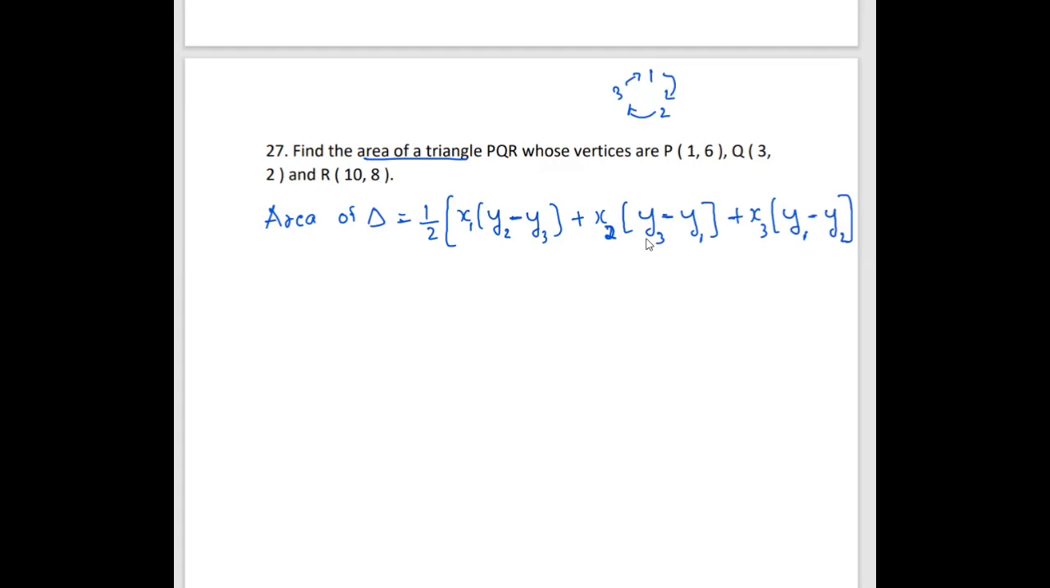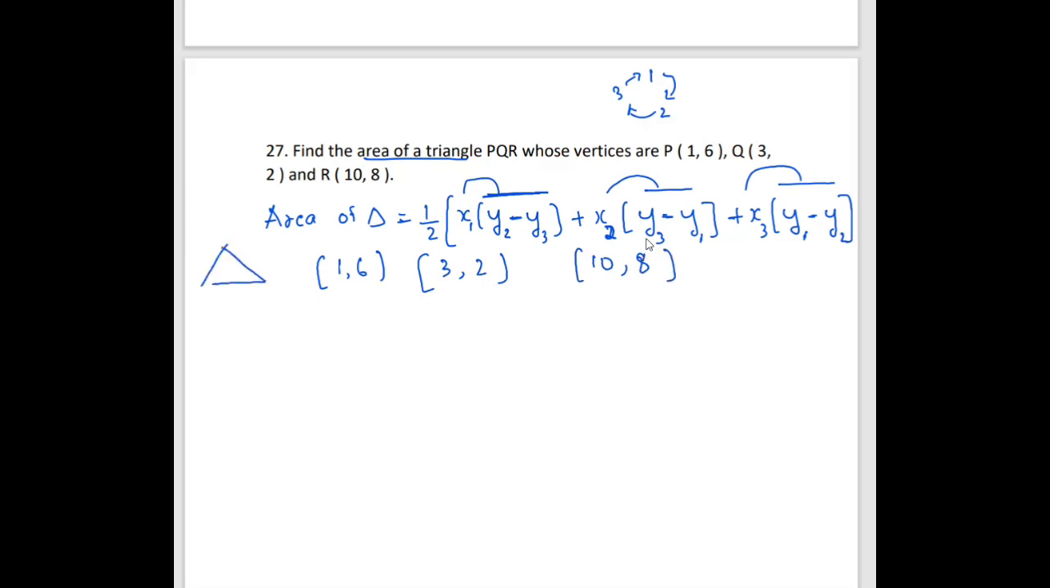So how to solve this? Here you need to apply the BODMAS rule. Always first clear the bracket, clear y, then multiply with x; here also clear y, multiply with x; clear y, multiply with x. Then add everything, and finally use the half. Now let's write all this given: it is (1,6), (3,2) and (10,8). These are the vertices of the triangle. You have to find the area. This is one such problem in coordinate geometry. If you know the coordinates, you can find the area of the triangle.